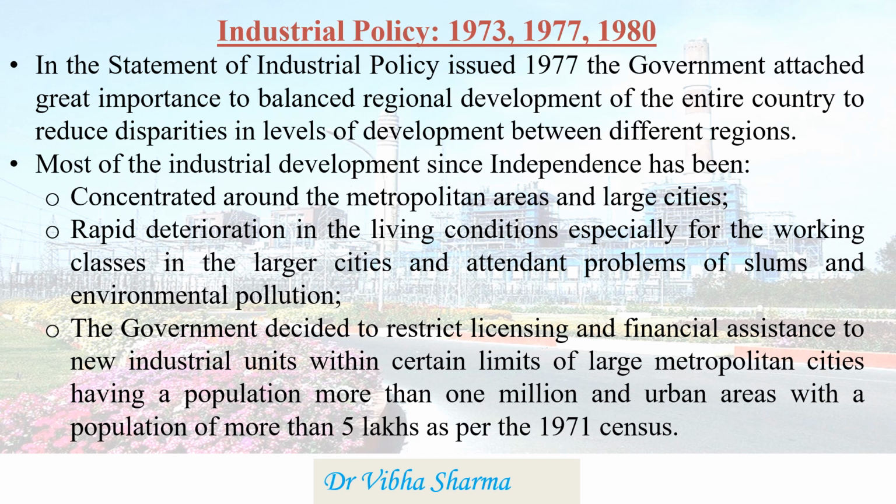The government decided to restrict licensing and financial assistance to new industrial units within certain limits of large metropolitan cities having a population more than 1 million and urban areas with a population of more than 5 lakh as per the 1971 census.